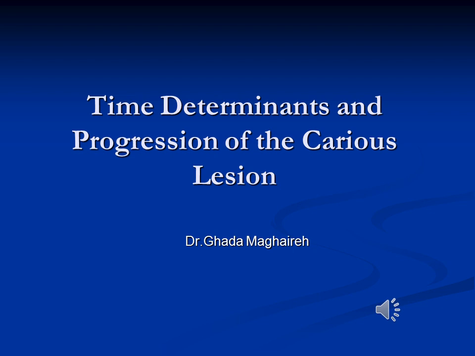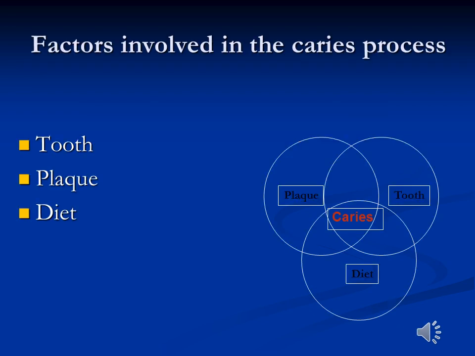Today's lecture is about time determinants of dental caries and the progression of the carious lesion. We said before that the factors involved in dental caries are the presence of a tooth, dental plaque, and a carbohydrate diet. All these factors should be present together in order for the carious lesion to form. And we said that caries is a multifactorial disease.